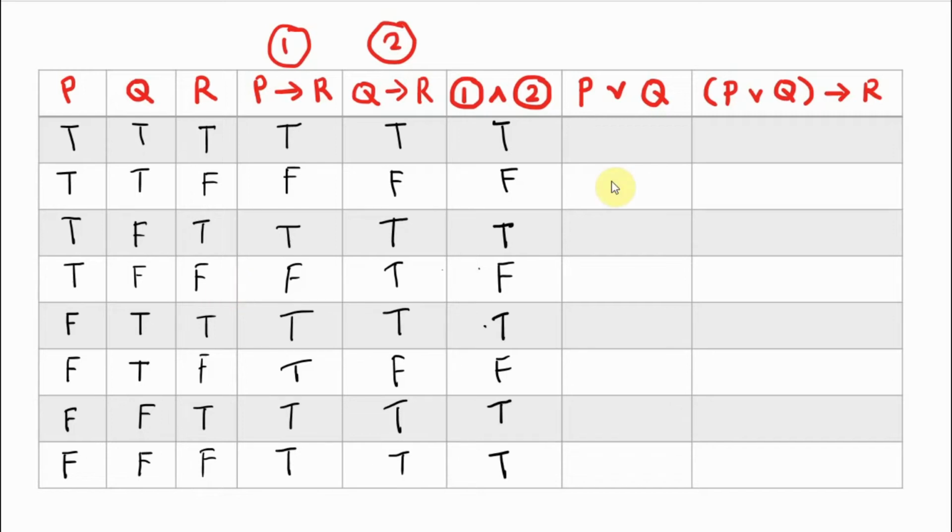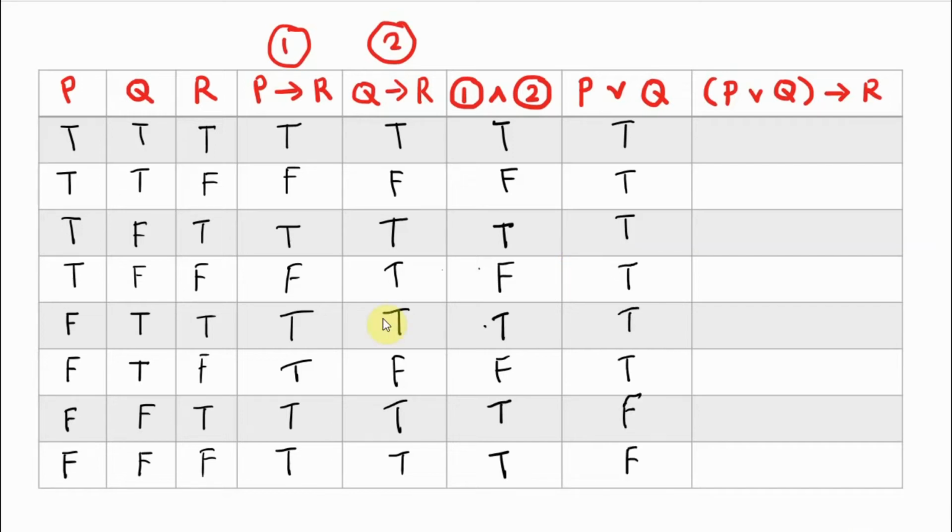The next column is the P or Q column, which can be evaluated using P column values or Q column values. If the P column value is true or the Q column value is true, the P or Q column value is true, else it is false. Enter the truth values for this column.